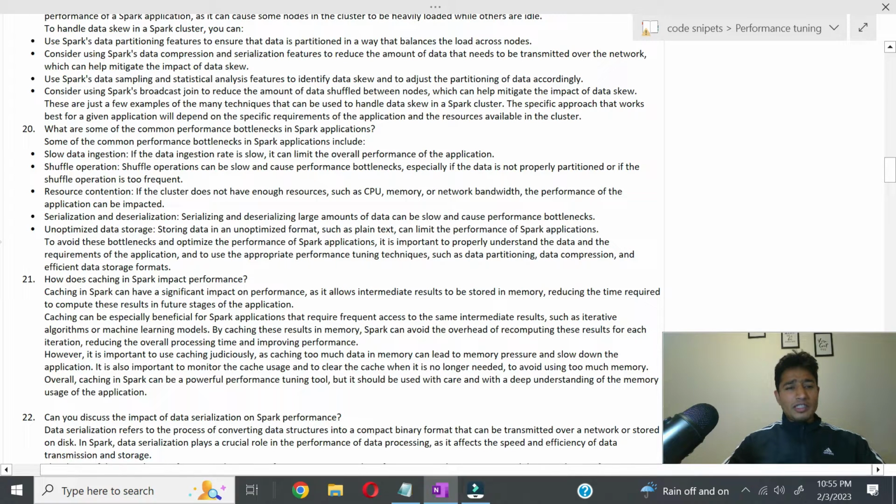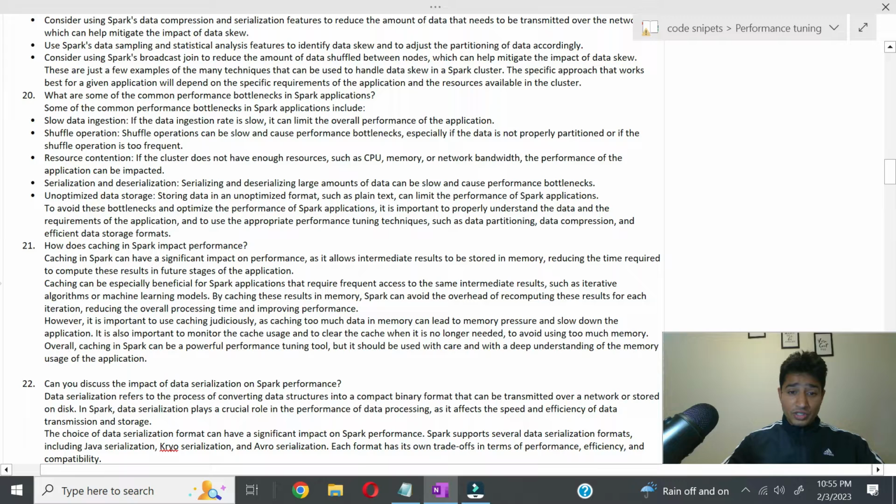So performance bottlenecks can be slow data ingestion. If the data ingestion rate is slow, it can limit the overall performance of the application. Shuffle operation, resource contention. It means if a cluster does not have enough resources, such as CPU, it will impact the performance. Serialization, deserialization. So what do serialization and deserialization do? Serialization and deserialization of a large amount of data can be slow and a performance bottleneck. So we should be using a Kryo serializer or another serializer to do this.